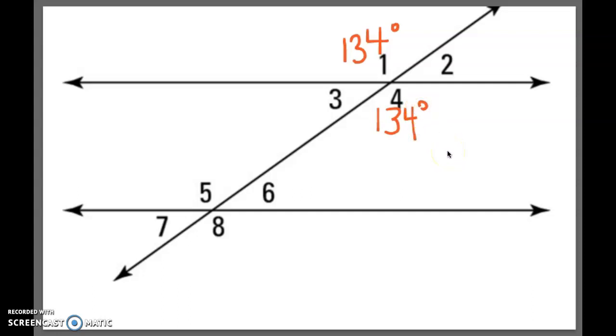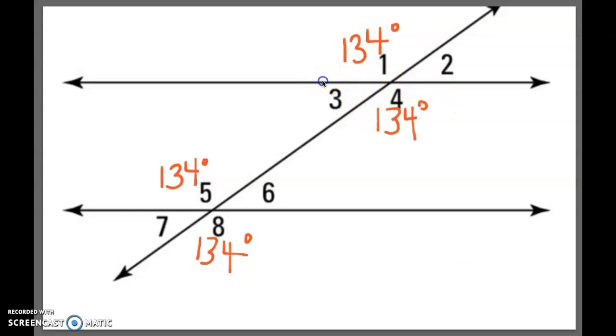Okay. Also notice that angle 4 is corresponding to angle 8. So those are in the same location. So that means that this is also 134 degrees. Which also means that vertically, 8 and 5 are vertical to each other, and that's 134 degrees. So I have all the 134 degrees I'm going to have. And then I need to figure out the other 4 angles.